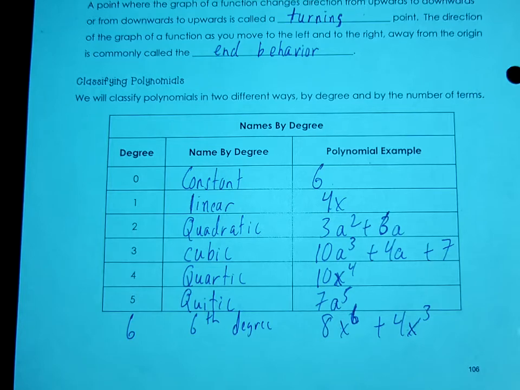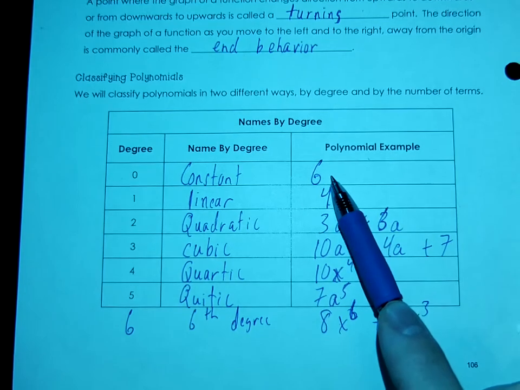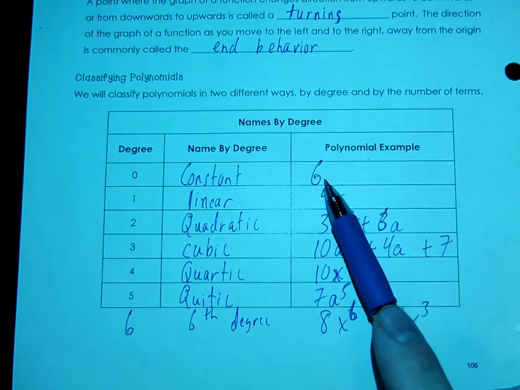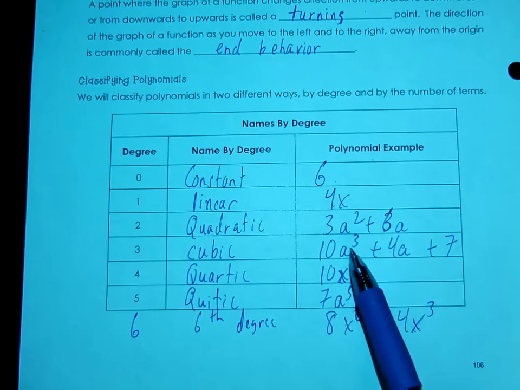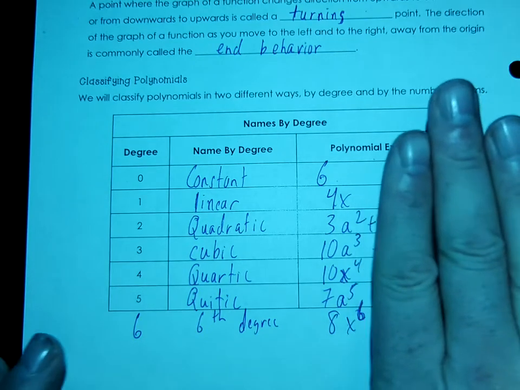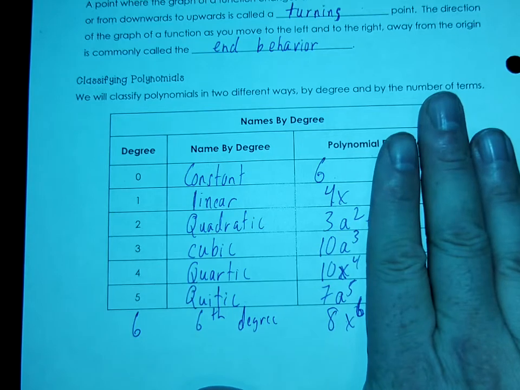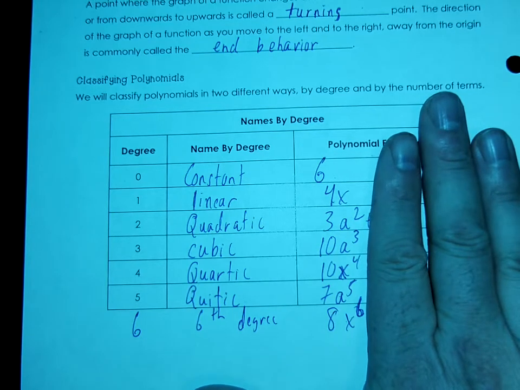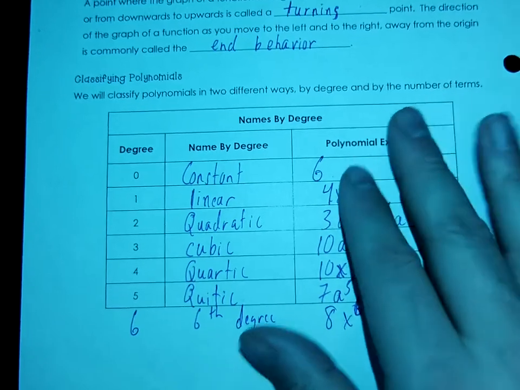The degree is the highest exponent, so x to the 0, 6x to the 0, x to the 0 would be 1, so that's degree 0. X to the first, x to the second, third, fourth, fifth, sixth. So again, all we're looking at is that highest degree, which should be the leading term when you write the polynomial out. We'll do that in a minute, and we'll write the polynomials out from leading term until the last term. And we should always put the leading term first.